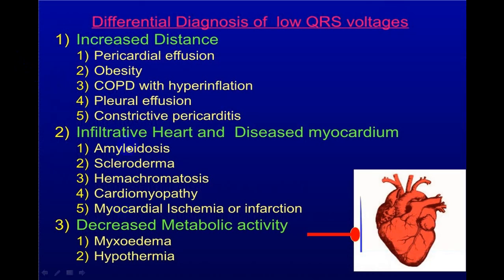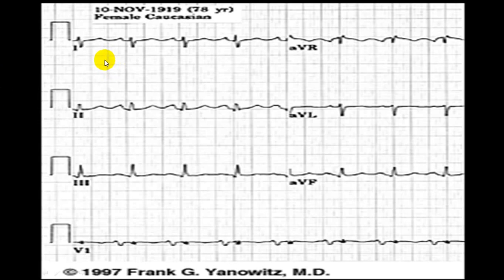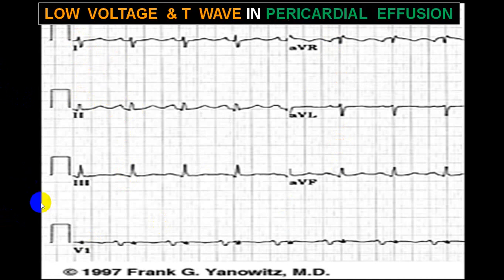There are many more conditions: amyloidosis, scleroderma, hemochromatosis, cardiomyopathy, hypothyroidism, hypothermia. You will have a low voltage. These are all the different conditions. You can see here the amplitude is less than 5 small squares in limb leads, which is in favor of a low voltage. And if it is a chest lead, it should be less than 10 millimeter.